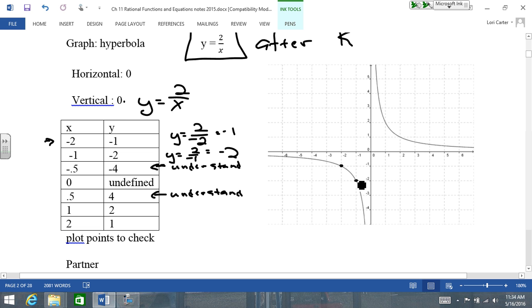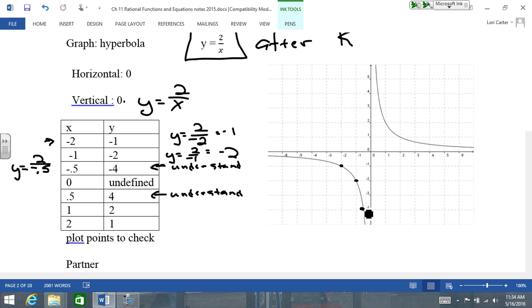Okay, I want you to plug in a half just for fun. So right here, y is equal to 2 over -0.5. How many half cups are in 2 cups? 4. So this is -4. So at a half, I'm at -4. All right, you see how that went down pretty darn quick?